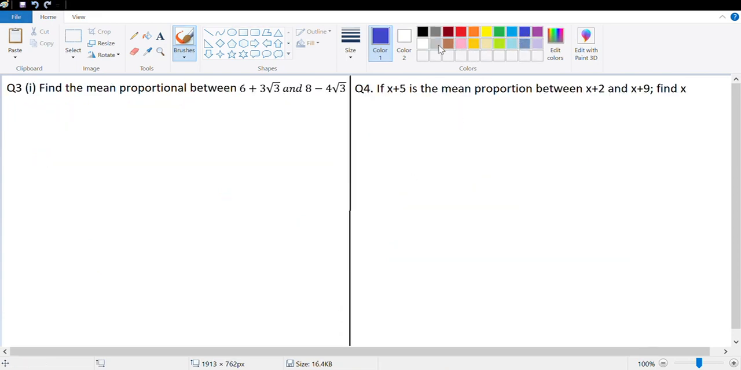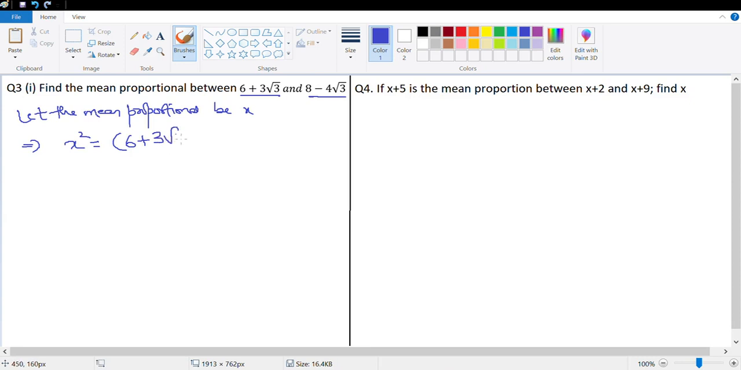It says find the mean proportional between 6 plus 3 root 3 and 8 minus 4 root 3. So let the mean proportional be x. What we know then is mean proportional x square would be equal to the product of the a and c. In this case 6 plus 3 root 3 multiplied with 8 minus 4 root 3. I hope you remember a is to b is to c are in continuous proportion, which means b square is equal to ac. That's the same logic I have used. In this case b is x.